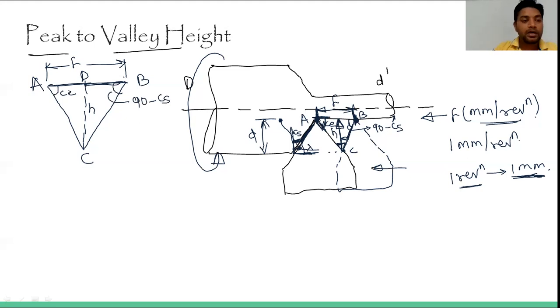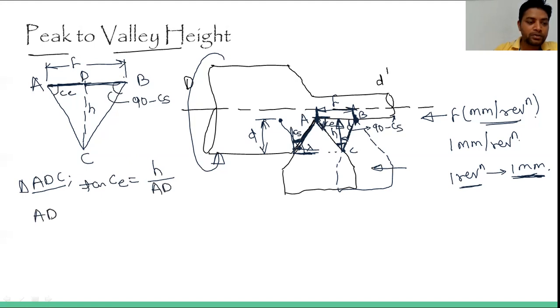Now in this triangle, first we take ADC. In this triangle we have to find the relationship between AD and CD. If this is the angle, then tan CE will be equal to perpendicular, that is h, upon base, that is AD. So we can get the value of AD from here. This will be h upon tan CE, and we can also write this as h cot CE.